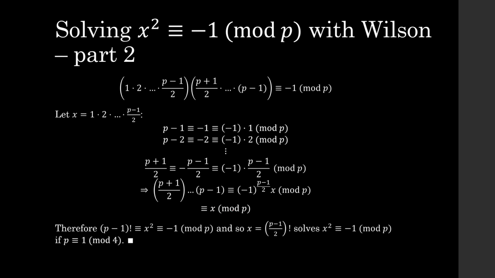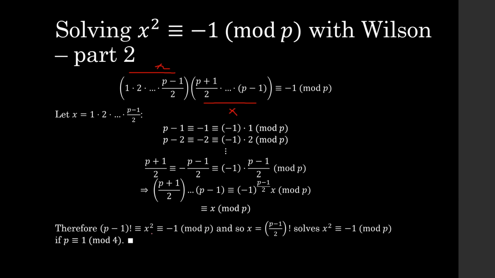Why do I say that? Well, that's because (p+1)/2 all the way to p-1, that's x. This is x, because that's what we've just shown here. And this is also x, which is by definition of x. And so this whole thing is (p-1)!, so that's congruent to x squared. And (p-1)! is congruent to -1 mod p.